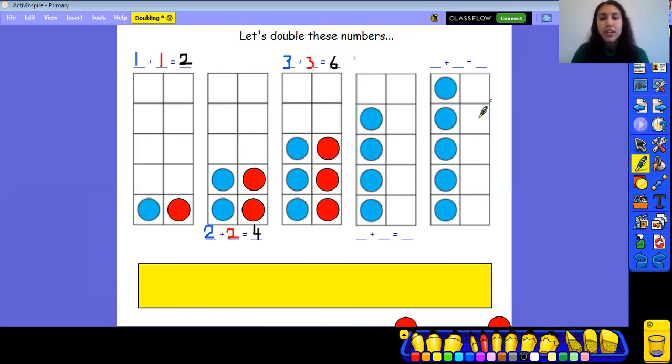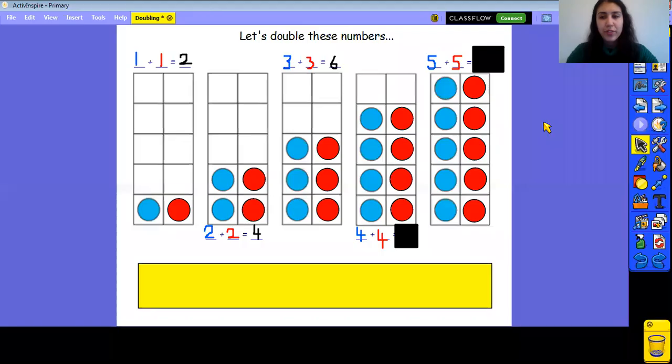Have a go at finishing the last 2 by yourself and then play the video when you're ready. Well done for having a go. Let's have a look at it then. So this one has 4 blue counters. I'm doubling 4. That means both of my addends must be the same. So I need to add 4 more. So 4 add 4, or double 4 would give me 8 counters altogether.